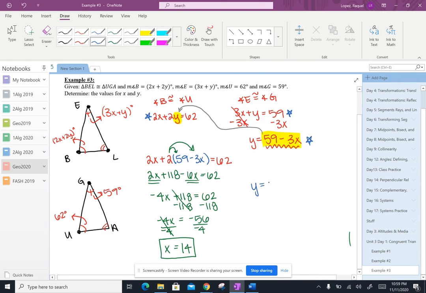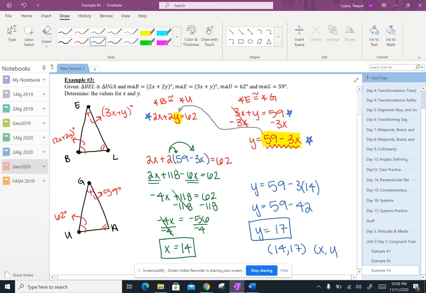So I get y equals 59 minus 3, and instead of writing x, we're going to replace that with 14. Now 3 times 14, I end up with 59 minus 42. And when I do 59 minus 42, we end up with y equals 17. So we've found the values for x and y. If we're trying to write our solution as an ordered pair, we can write it as 14, 17, because when we're writing that solution, remember the ordered pair, the x value comes first and then the y.